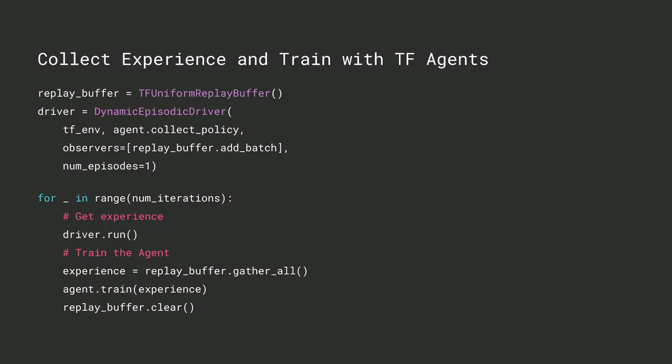So to train, you iterate, calling driver run, which populates the replay buffer. Then you pull out all of the trajectories from the replay buffer with gather all. You pass those to agent.train, which updates the underlying neural networks. And because policy gradients is something called an on-policy algorithm, all that hard-earned collected data that you've collected, you have to throw away and collect more.